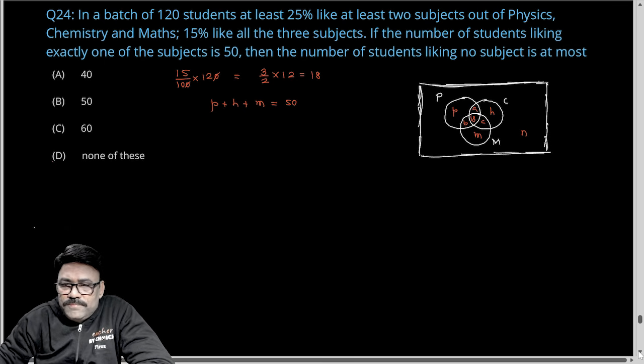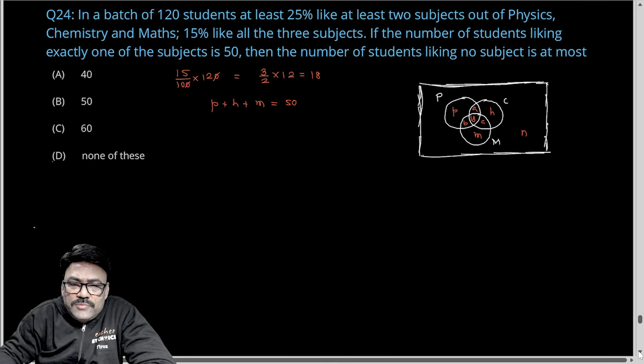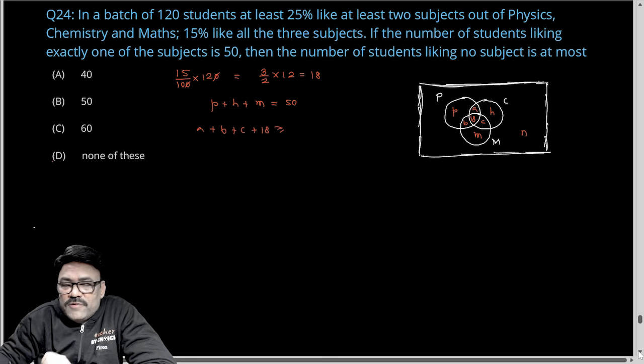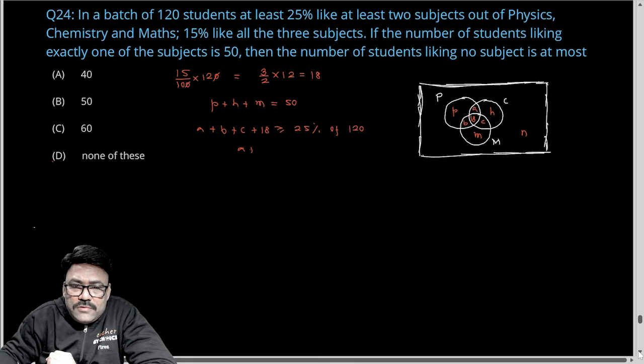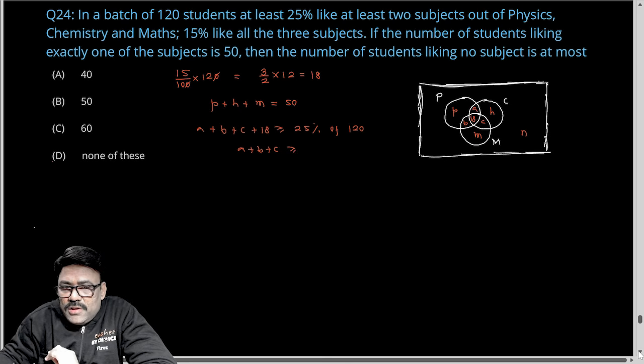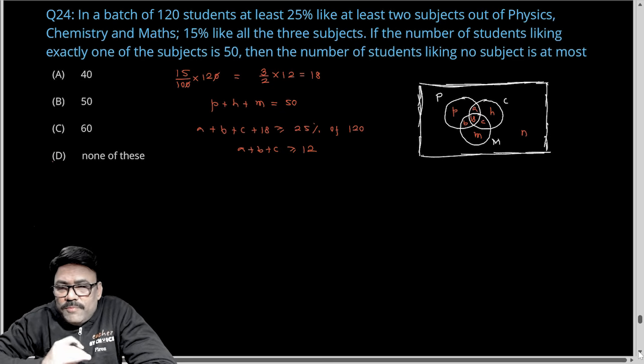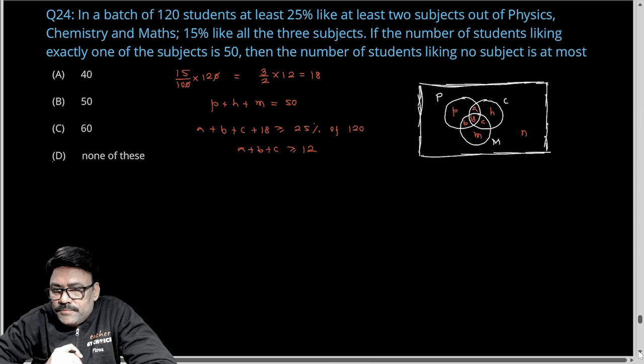One more thing they have given. At least two subjects means A plus B plus C plus 18. This is greater than or equal to 25% of 120. So this will give you A plus B plus C greater than or equal to, in fact, 25% of 120 will be what? 30. 30 minus 18 is 12. So A plus B plus C is greater than or equal to 12. Right.